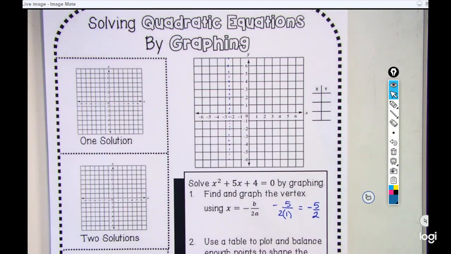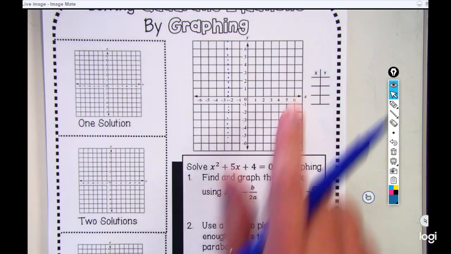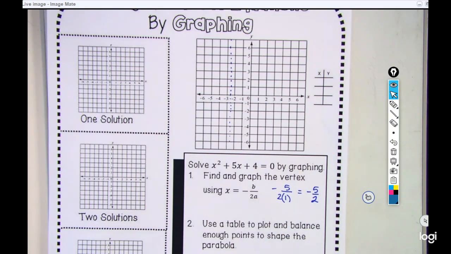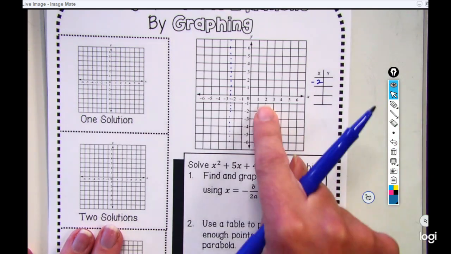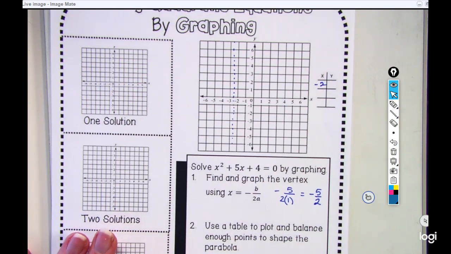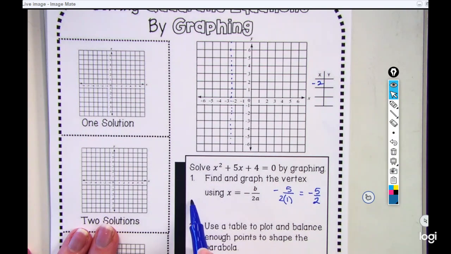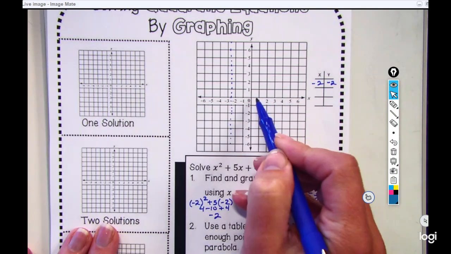Okay. And the next thing we do is use a table to plot some points. If my axis of symmetry is at negative 2.5, what numbers would you guys like to plug in? Negative 2. I think negative 2 would probably be a good one. Positive 2 might end up all the way off our graph, right? So let's plug in negative 2 and see how close we are. All right, so I've got negative 2 squared plus 5 times negative 2 plus 4. 4 minus 10 plus 4, I get negative 2. So negative 2.